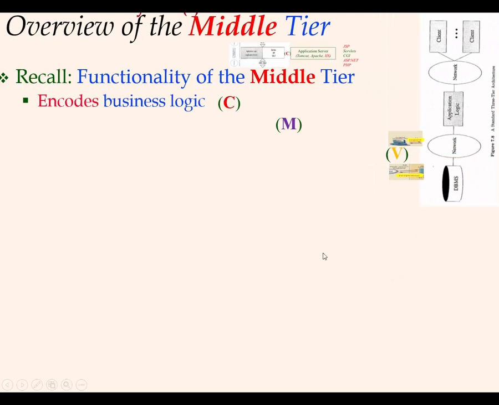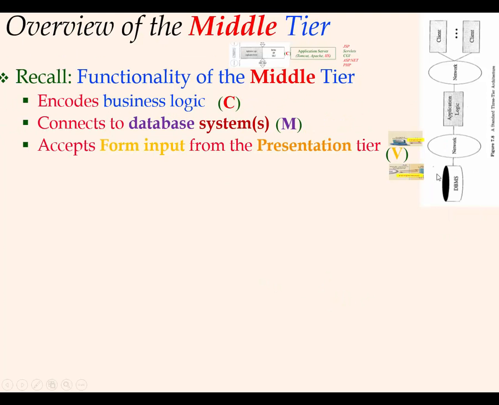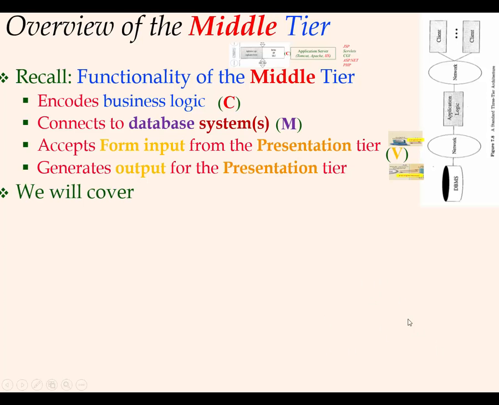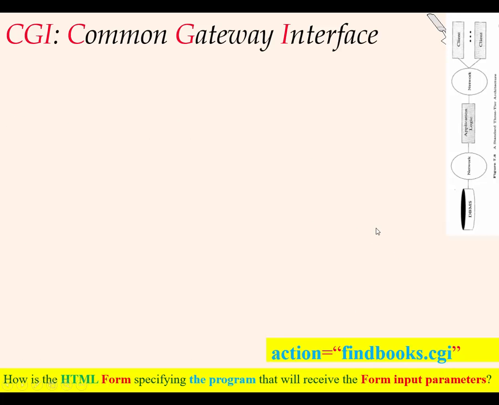The middle tier functionality is the business logic. The controller also is going to connect you to the database system, because you might want to get information from your database. So it accepts the form input, and now it has to generate the output for your response that goes back to the browser. So we'll look at some technology, some newer, some older. Again, this is the application that will receive, that's the action attribute in the form.